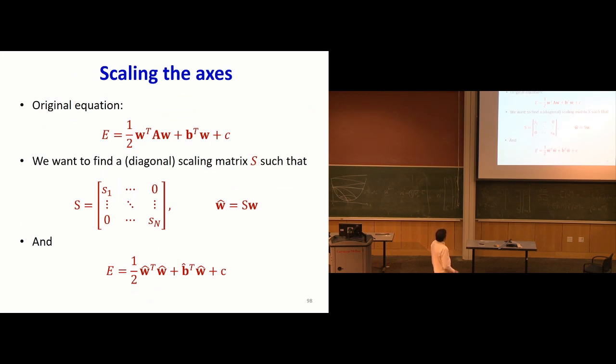So here's what you can do. Here's the original equation. Here's what you want to convert it to. And you want to scale each of the directions. So you want to scale W by multiplying it by some matrix S to get W hat, such that the resulting error has this form. Simple inspection, just comparing this to this, will tell you that S has to be the square root of A.